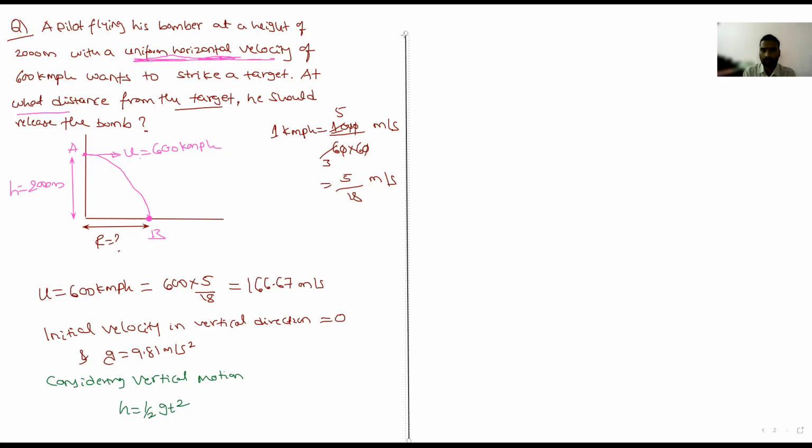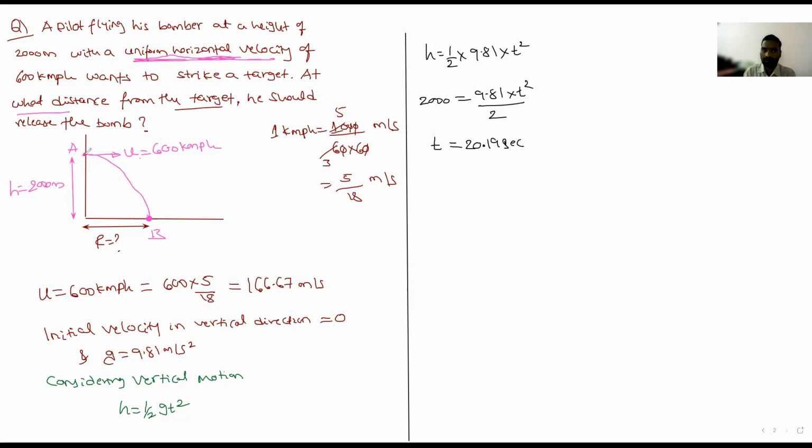So H is equal to half g, which is 9.81, into t square. I want to find out the t only. Correct? So H is given, how much is H? 2000 meter is already given. So 2000 equals 9.81 into t square divided by 2. Calculate the value of t. 20.19, yes correct, 20.19 seconds.